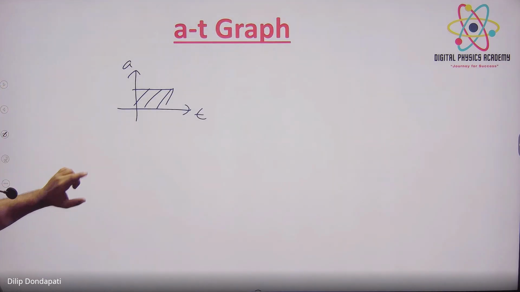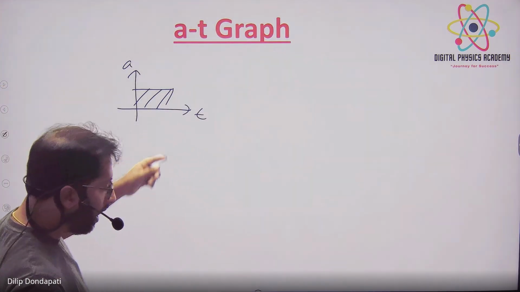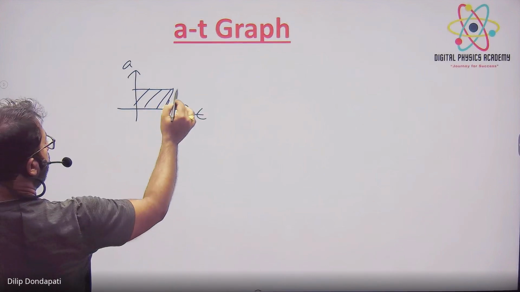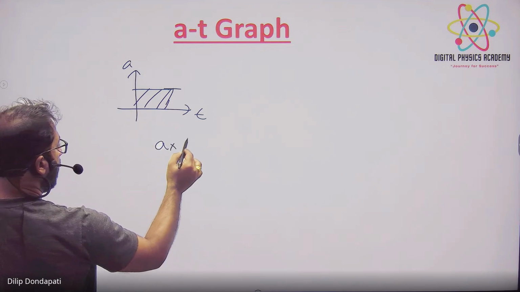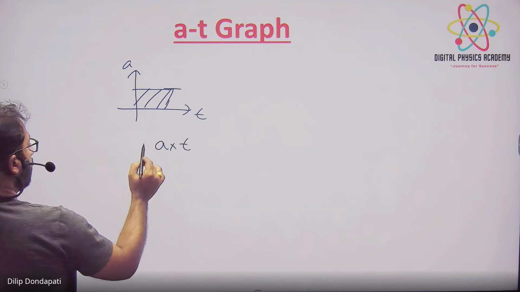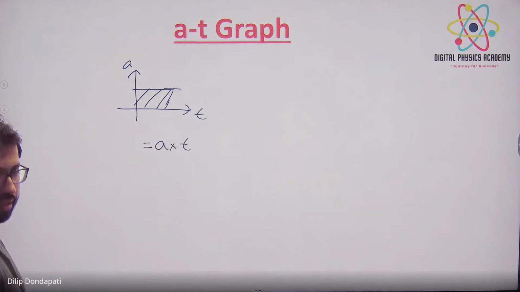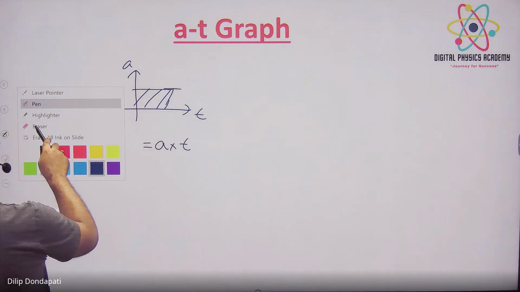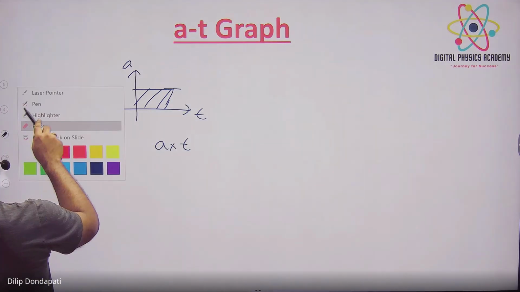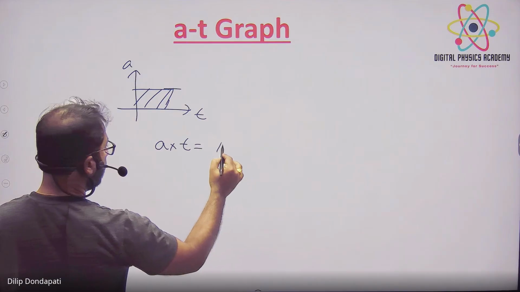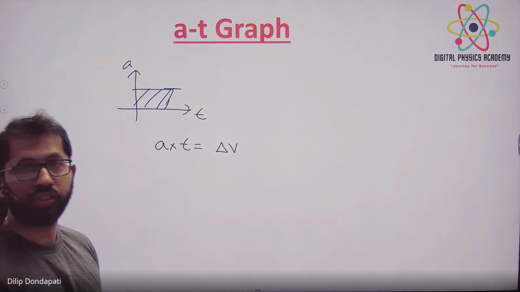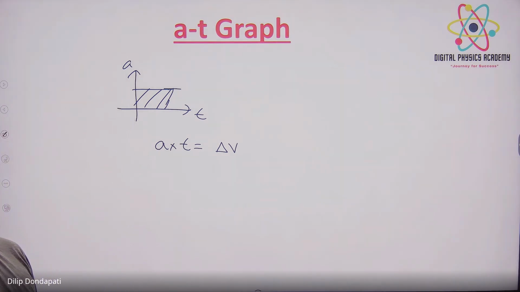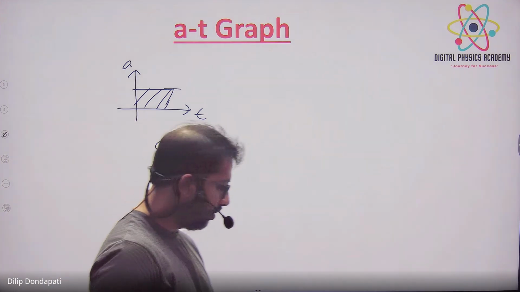What will be the area of the acceleration time graph? Tell me. The area under the graph is nothing but length and breadth, that is, acceleration into time. Tell me, acceleration into time is called what? Change in velocity. So write: area under the acceleration time graph gives change in velocity.